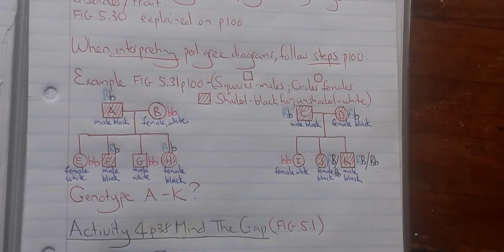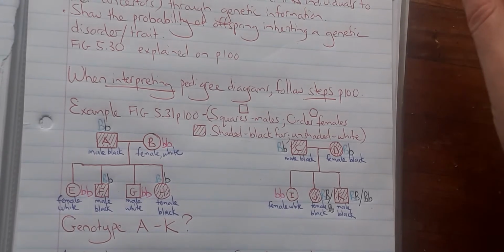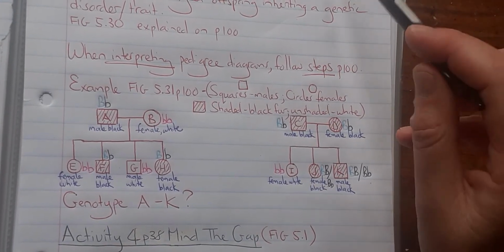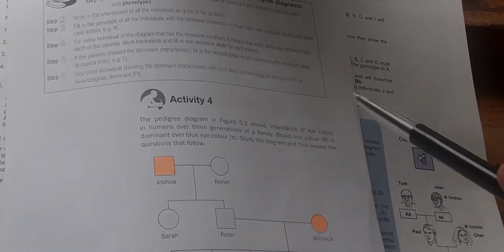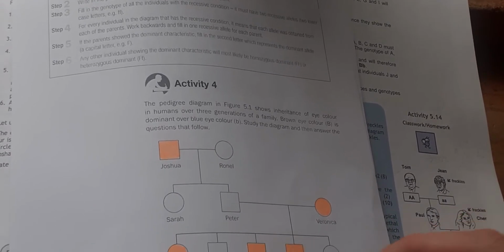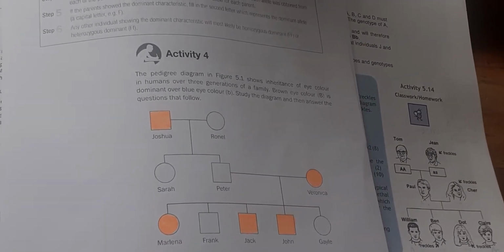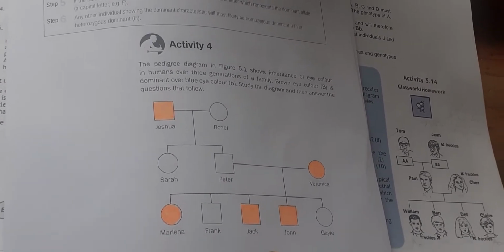Right, then we are going to do one more example, and this is in Mind the Gap on page 38, activity 4. You are going to complete the questions on your own. We are just going to discuss this example together. In your notes, you cannot see which ones are shaded, so please make sure you shade these before you continue with the questions on the next page.